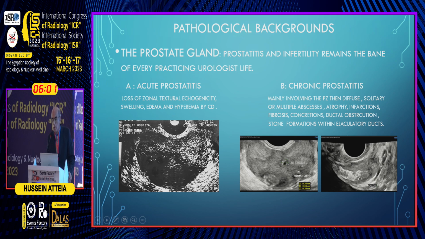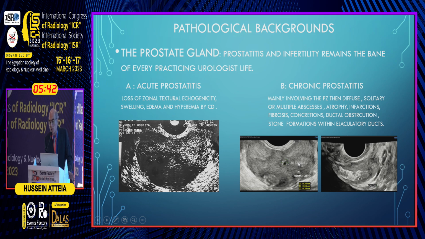You could see a swollen prostate. This is an old image using ATL. And you could see patches, loss of zonal texture, echogenicity, edema by the hypoechogenicities between the central gland, transitional zones, and the peripheral zone, with loss of the echo pattern of the peripheral zone.